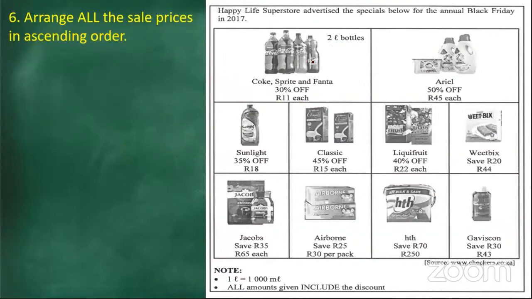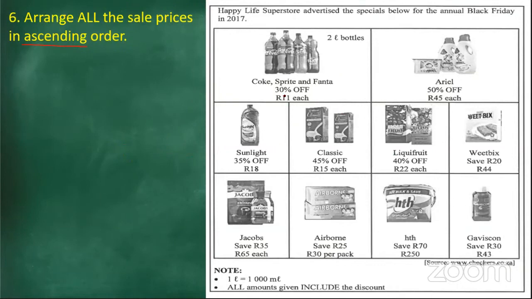And then now we are arranging all the sale prices in ascending order. Which one is ascending? It is when we are moving from smallest to biggest, right? So we need to write these prices from the smallest one, the cheapest one, to the most expensive one. Smallest to biggest. That's the order.